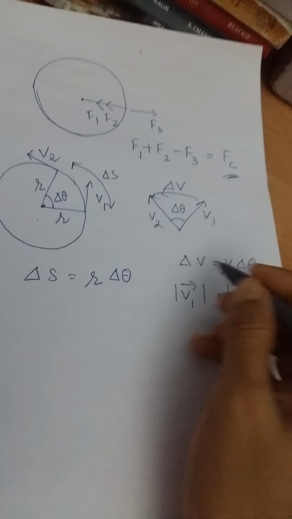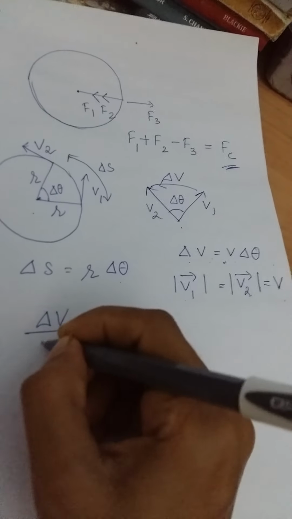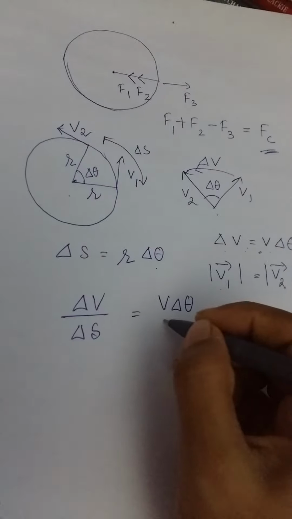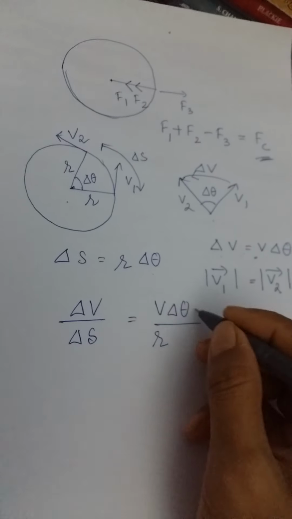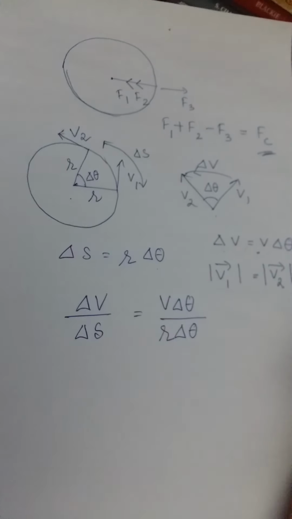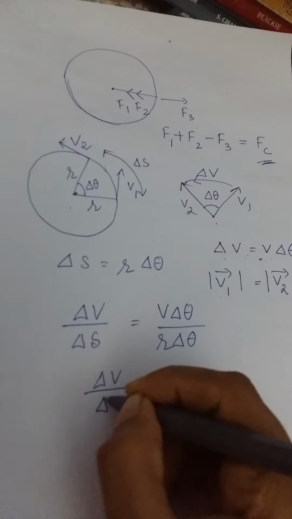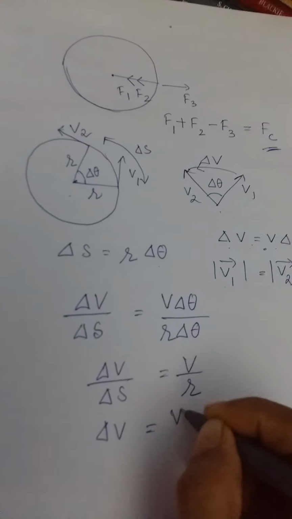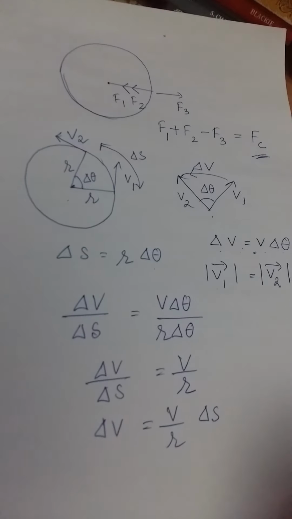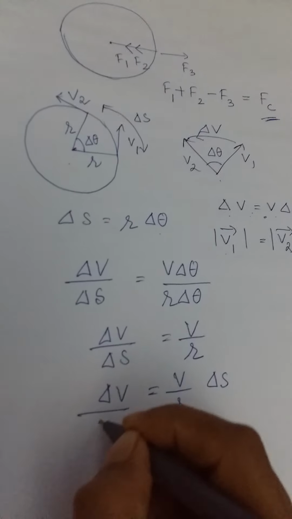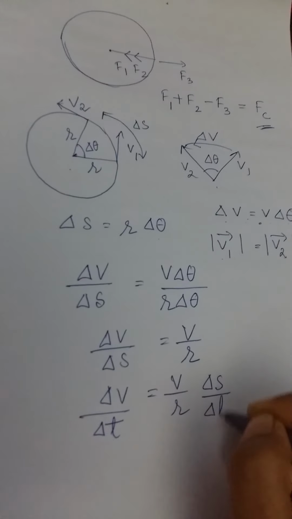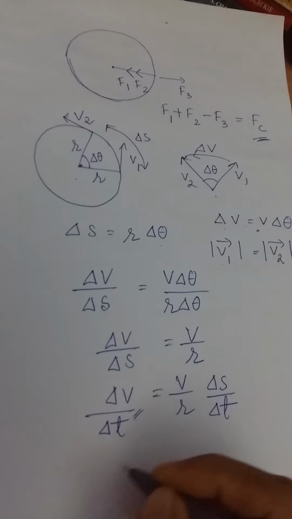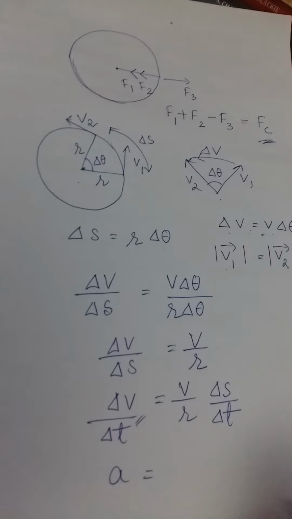If we take these two equations and divide one by the other, then we have del v by del s equals v del theta by r del theta. So del v by del s equals v by r, and del v equals v by r del s. Again, if we divide both sides of the equation by del t, then this is your change in velocity with respect to the time interval, so it gives you the acceleration.